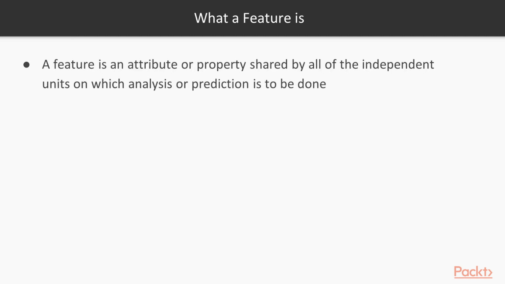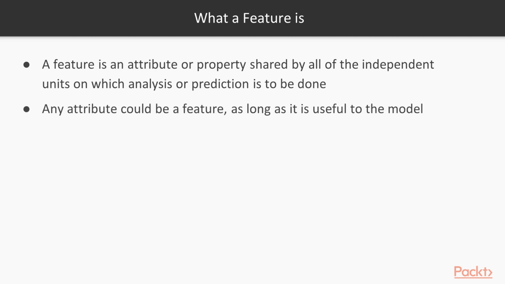A feature is an attribute or property shared by all of the independent units on which analysis or prediction is to be done. So every record, every unit that will be analyzed by our machine learning program, needs to have the same feature present, because we'll be comparing the feature of every record to classify them somehow. Any attribute could be a feature, as long as it is useful to the model, and it is the role of the analyst or machine learning expert to choose the proper features for every model.